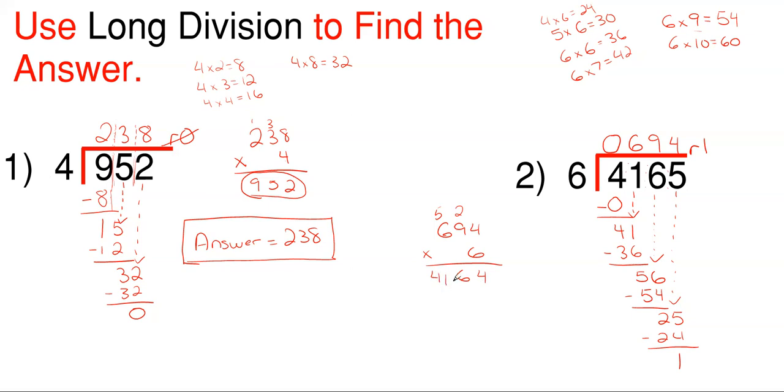Well, I have 4,164. Well, I have 4,165 here. So what do we do? Well, you're just going to add in your remainder that you have left over, R1, and 4,164 plus 1 gives me 4,165. And that was my answer right there. That's what I was dividing. So it checks out.